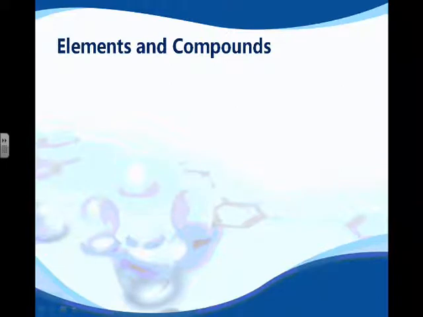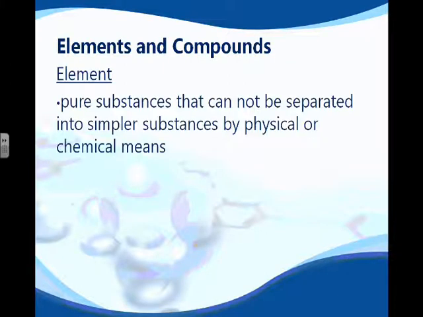Now let's look at elements and compounds. Remember, these are the pure substances. We just finished talking about mixtures. Now we're going to go more in detail about pure substances. An element is a pure substance that can never be separated. It can't be separated into something more simple. It's just not possible. It doesn't matter if you try physical change or chemical change. It's not going to happen.